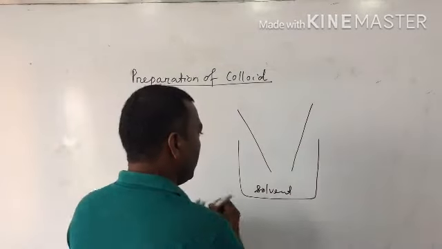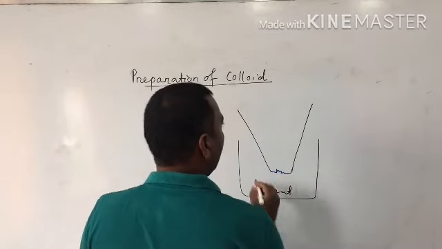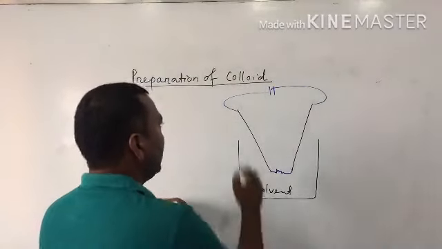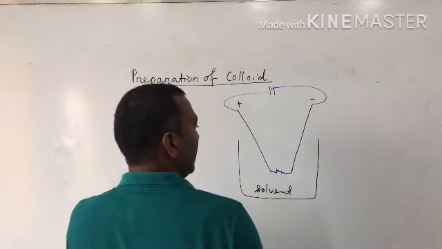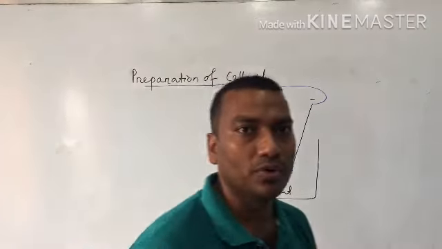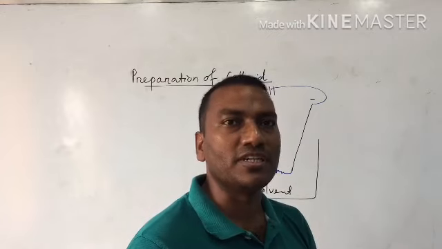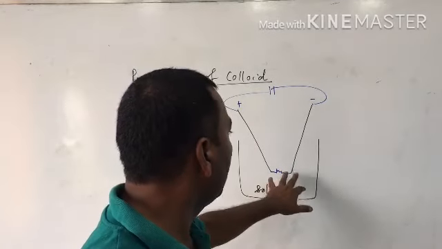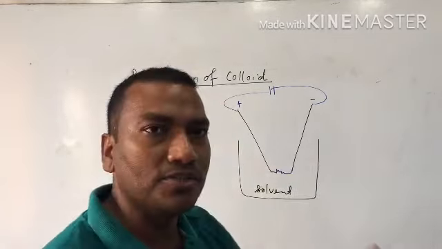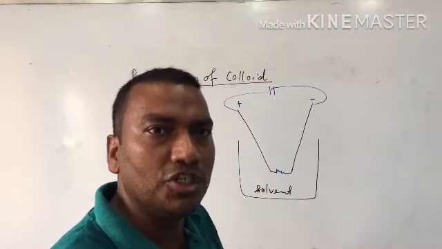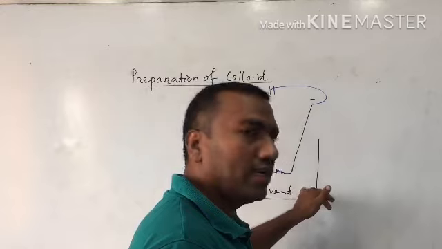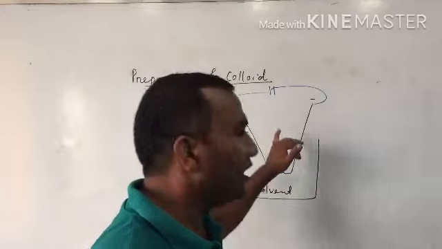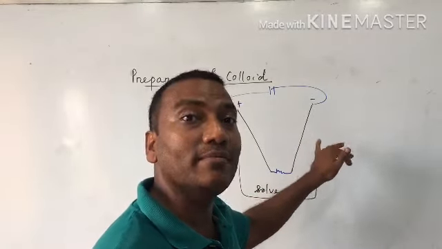So the arc means here we connect a filament, and here we pass electricity. Suppose one is positive and another one is negative, this filament will glow. When the filament glows, it produces a large amount of heat energy. So these two metals undergo decomposition, and the metal mixes with this solvent and makes a colloidal solution. So this is called the electrical disintegration or Bredig's arc method.